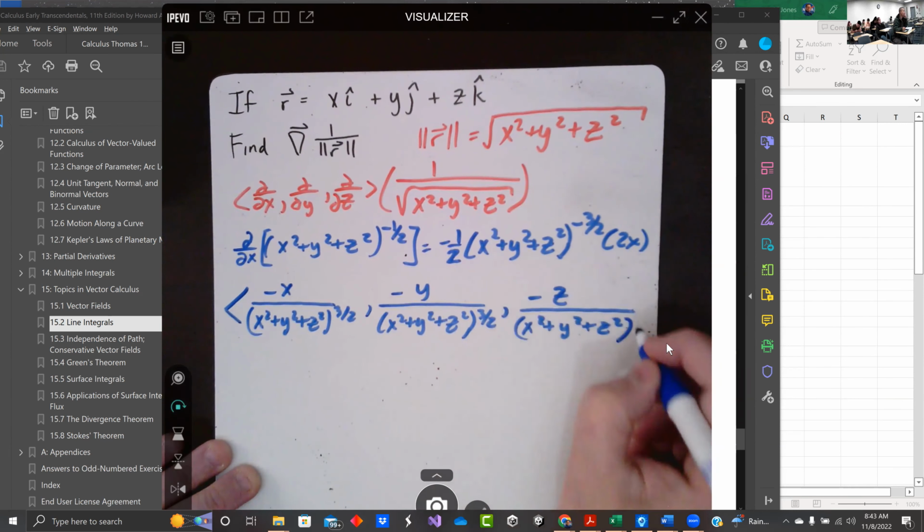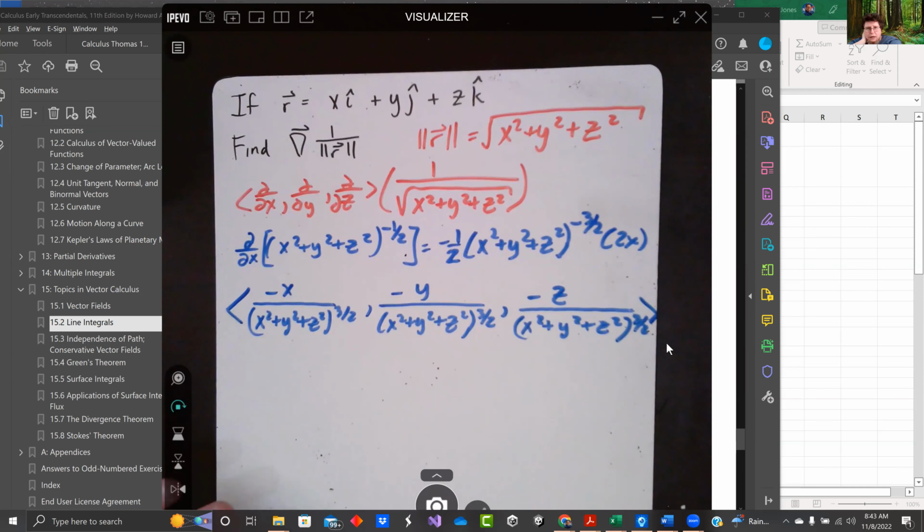So is this gradient dotting or crossing the 1 over the magnitude? Oh, it's a scalar. Scalar times the vector. Yeah, the norm is a scalar. Oh, okay, fair enough. Scalar times the vector, so it's still that.